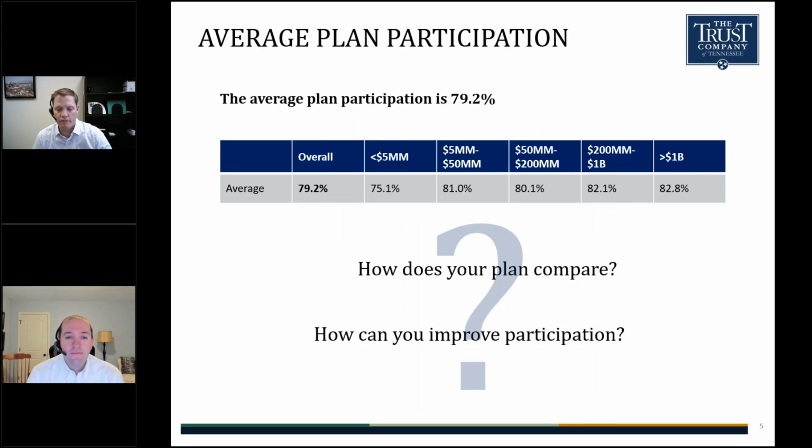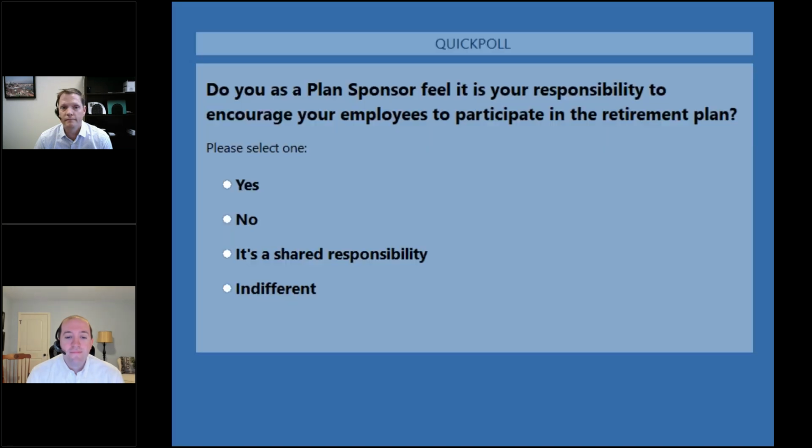So let's tee up that first poll question. Do you as a plan sponsor feel it's your responsibility to encourage your employees to participate in the retirement plan? Got a couple different options here: yes, no, it's a shared responsibility, or indifferent. No wrong answers, just pick whatever you think best fits your perception.